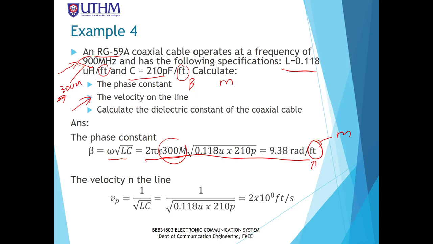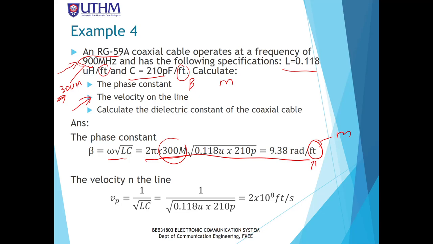What is this actually? This is the question: find the wave velocity on the transmission line. Okay, the wave velocity on the transmission line. Kelajuan gelombang pada transmission line tersebut. Okay, menggunakan parameter yang diberikan.